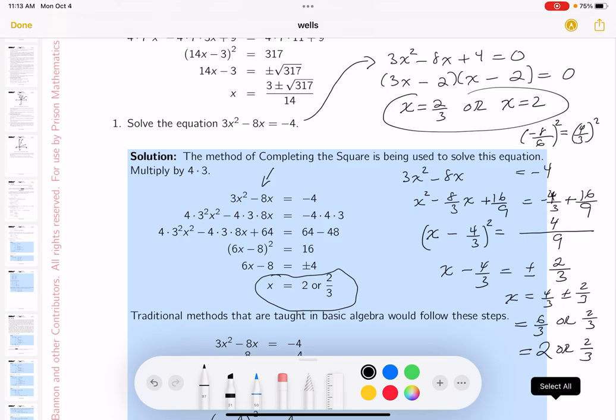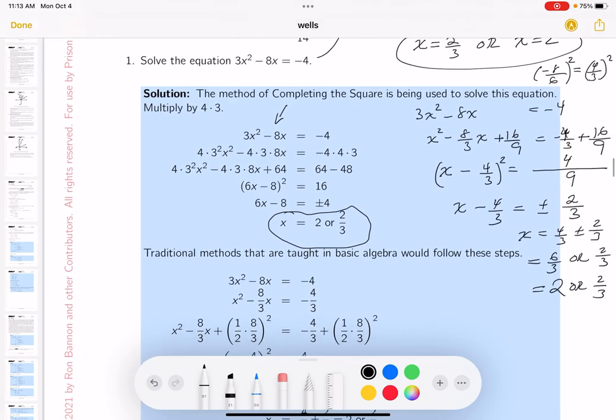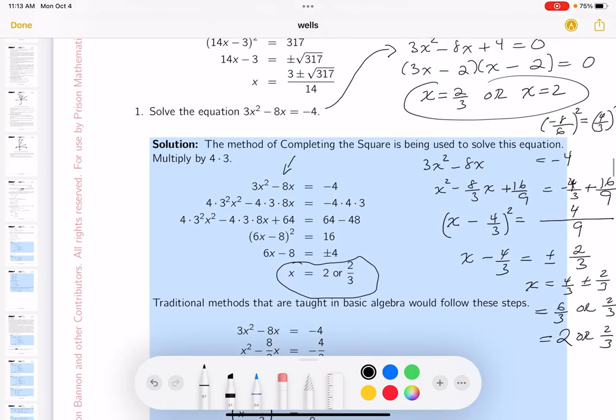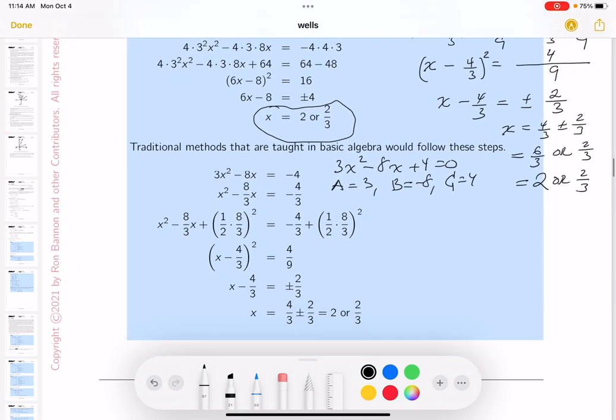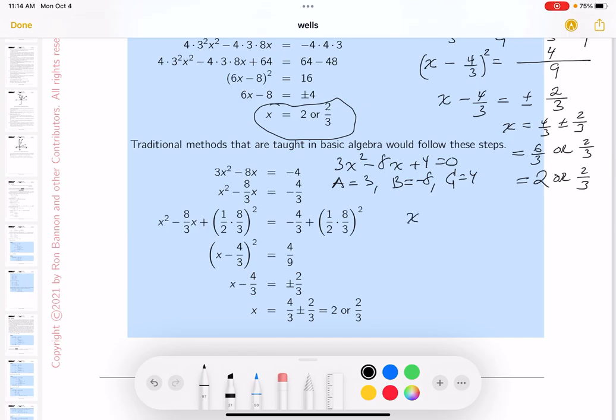I want to claim there's another way to do it, and you could use the quadratic formula. I'm going to write that down for you. That's going to be 3x squared minus 8x plus 4 equals 0. A is 3. B is minus 8. And C is 4. Let me use the quadratic formula. And again, this is written in your notes.